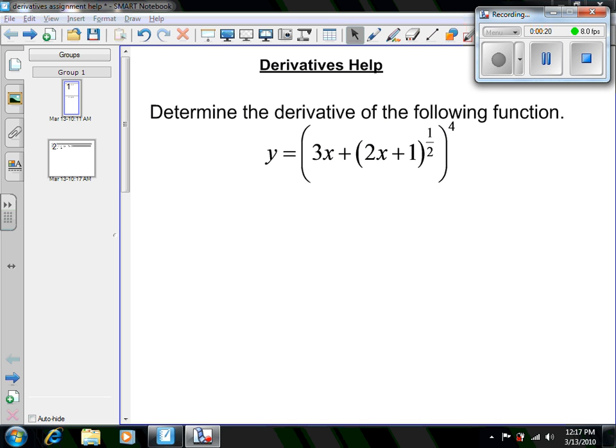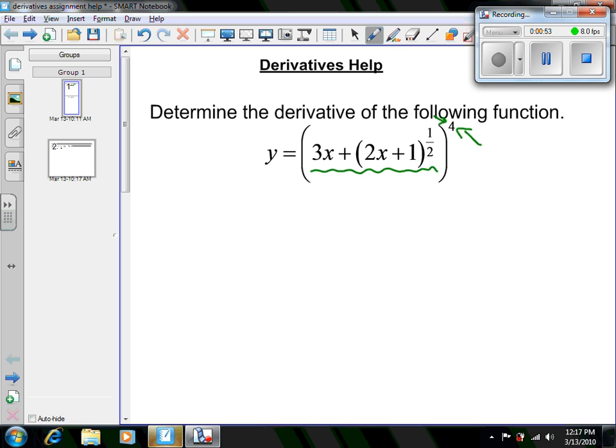So if we look at the first one you see here, find the derivative of this function. You have 3x plus (2x plus 1) to the 1/2. That 1/2 power is the same thing as a square root of 2x plus 1. I just rewrote it to the 1/2. And that whole function is to the 4th power. So what you have is a complicated function inside of something to the 4th power. That's an indication that you need to use the chain rule because you have a composition of functions. One function inside of another function.